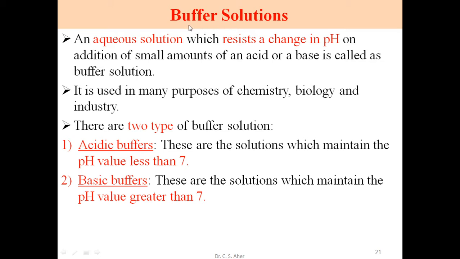In the last lecture we started this new topic, buffer solution, in chapter 3. Chapter 3 is the last chapter, and its name is ionic equilibria. In this chapter, we start this topic, buffer solution.